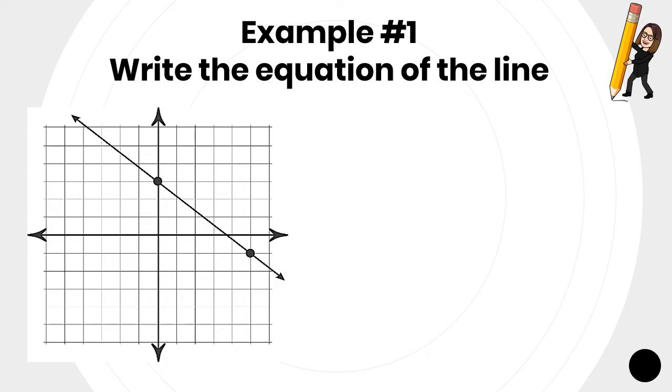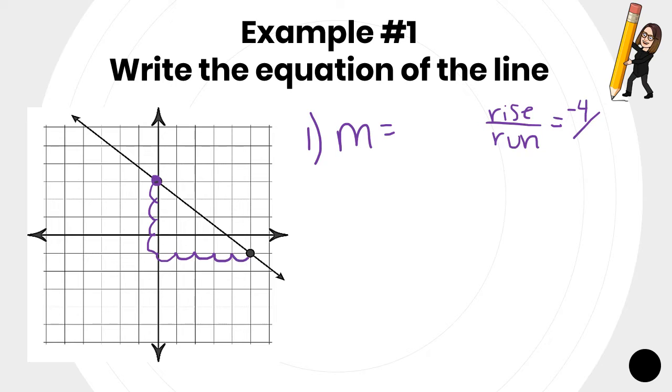The first thing I need to do, step 1, is to identify the m. And I need to do that by counting my rise and my run. So I'm going to start at this furthest left dot, and my rise is going down to get to the next dot. So I'm rising -4, and I'm running 1, 2, 3, 4, 5. And it's positive because it's to the right. Now that fraction does not simplify, so I'm going to leave it as -4/5.